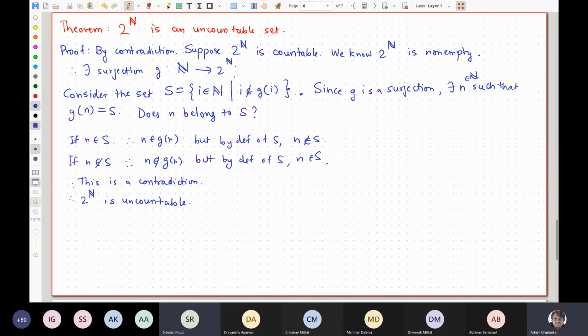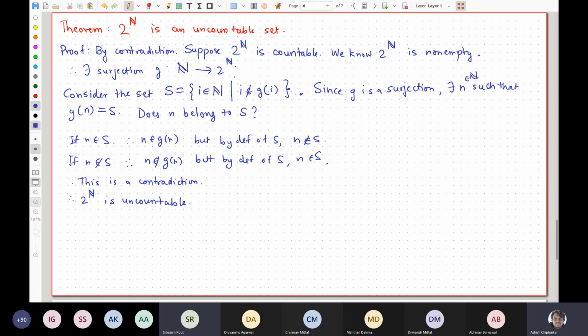So if S is empty, G is supposed to be a surjection, right? So therefore, there still exists some n such that G of n is equal to the empty set, right? Now, obviously, that n does not belong to S, but then by definition of S, that n should actually belong to S. So that is still a contradiction.